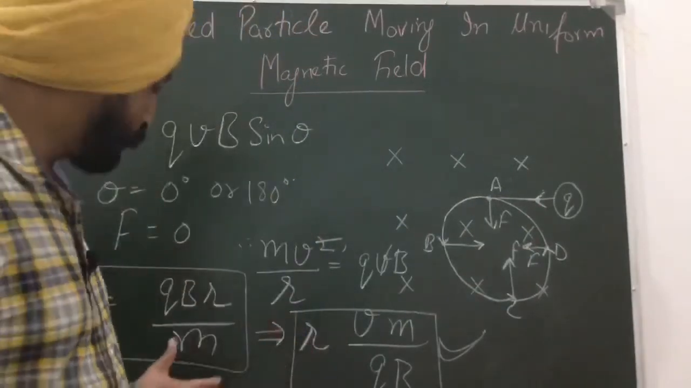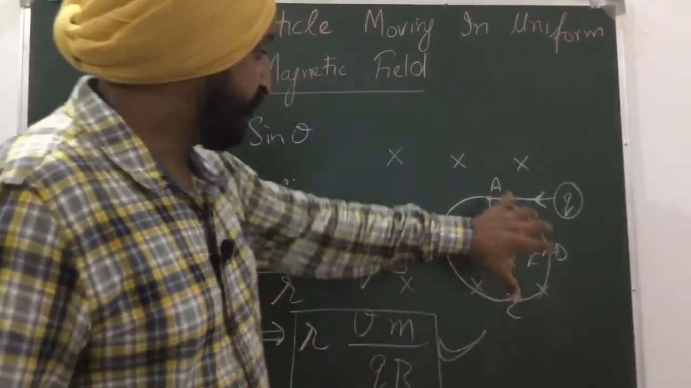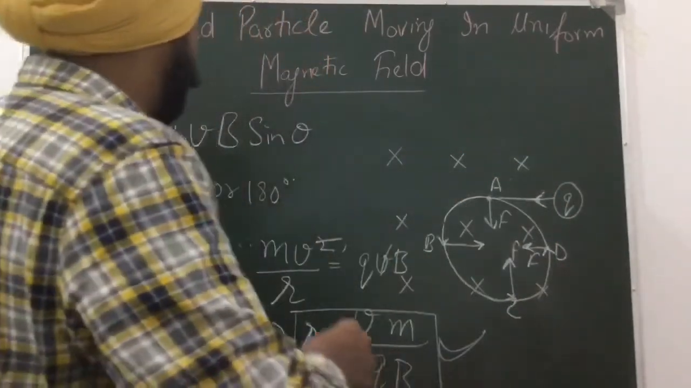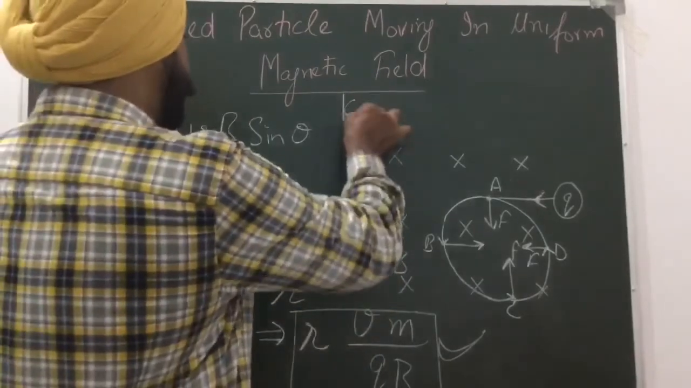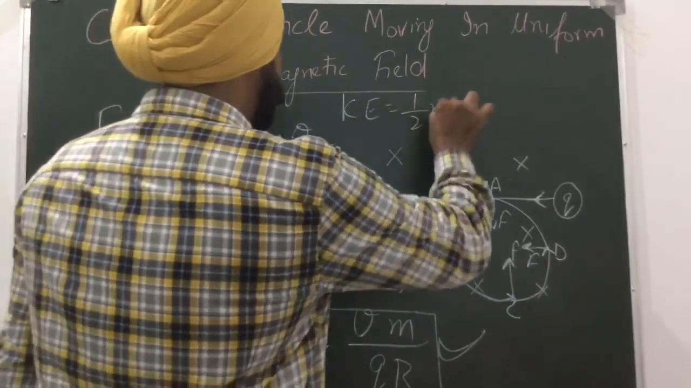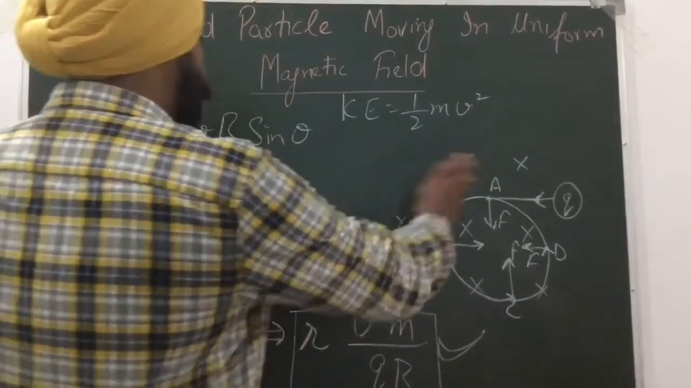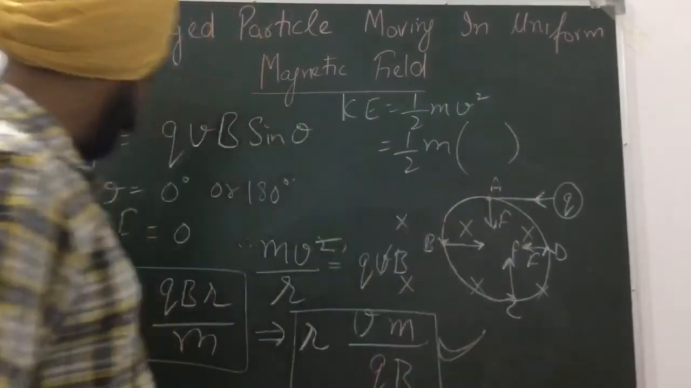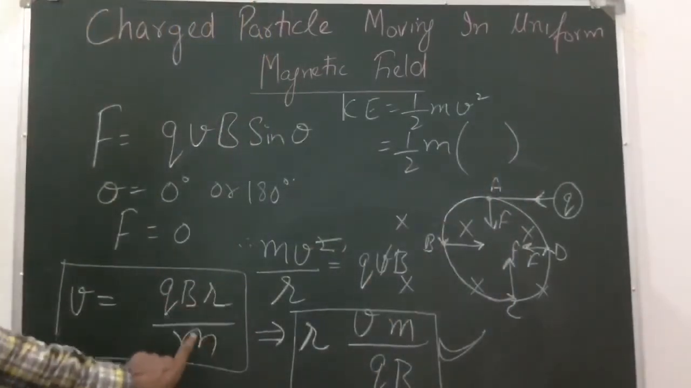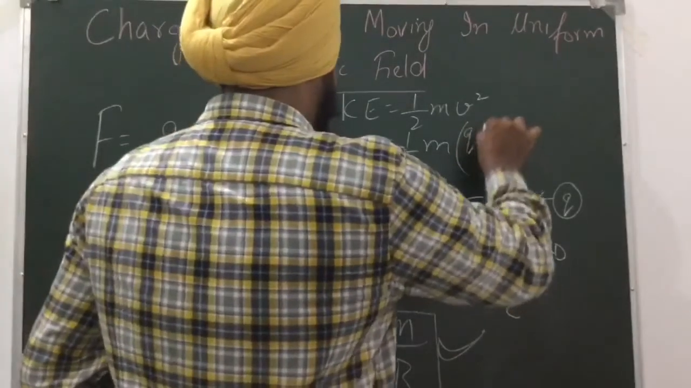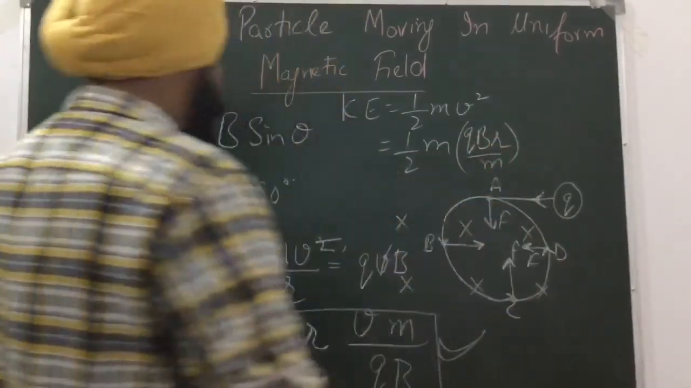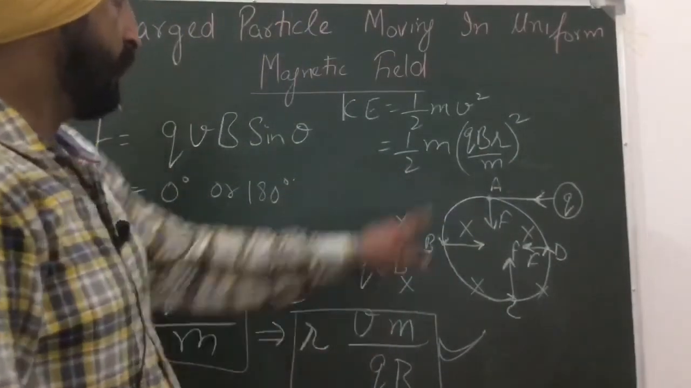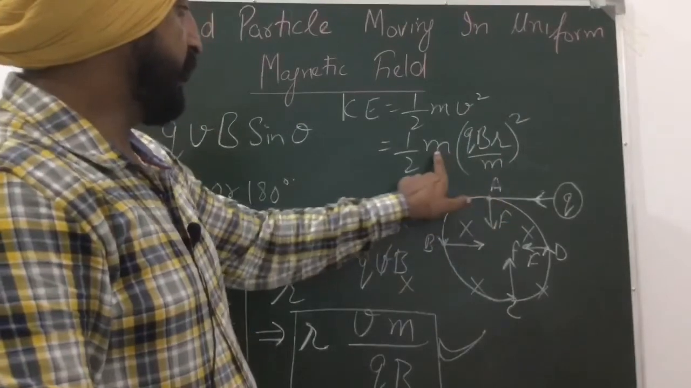Now using this velocity, we can also calculate the kinetic energy of this charged particle inside the magnetic field. That is simple. Kinetic energy is half mv square. So half into m, and v is given by qbr by m. Here we have a square. So the kinetic energy would be equal to, here you will get m square and this m will get cancelled out.